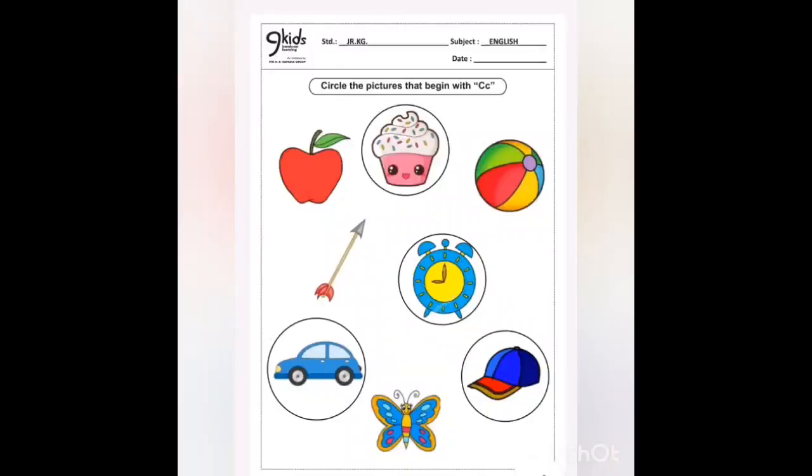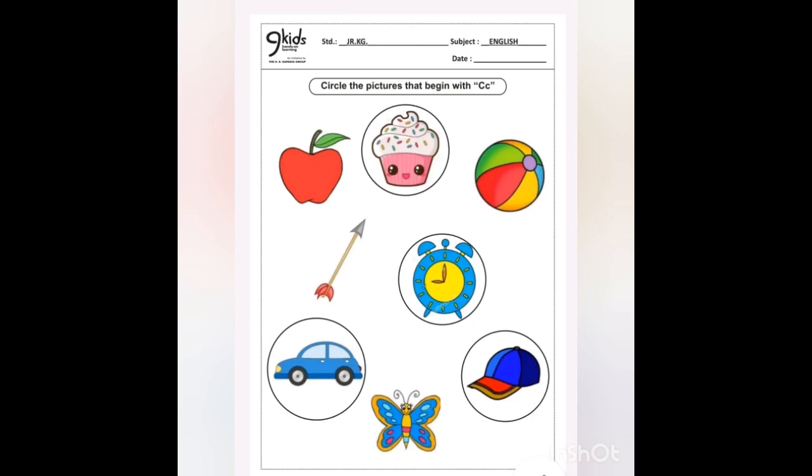Now kids, let's see the solution of the worksheet which was given to you yesterday. Ready kids? Let's solve the worksheet. Now you have to circle the pictures that start with alphabet C and have the K sound in the beginning. Now let us see which pictures start with the K sound.